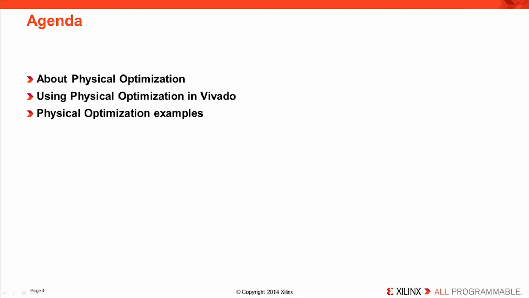Okay, here's how we will tackle physical optimization in this quick take. First, as promised, more details about physical optimization, some background to gain a basic understanding. Then we'll show you where you can find and access physical optimization in Vivado, whether you're working with projects or non-project mode. And finally, we'll conclude with some examples showing the benefit of improved timing with physical optimization.